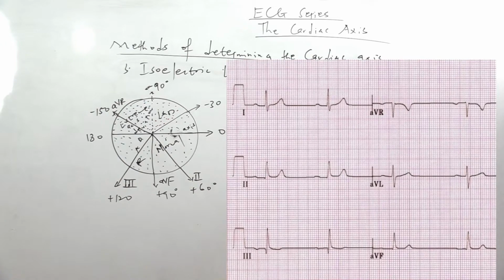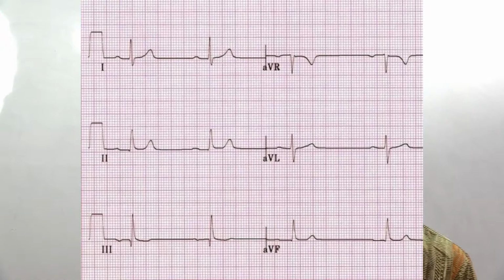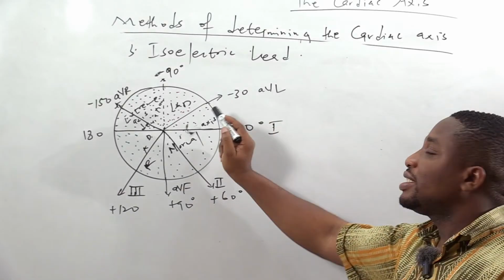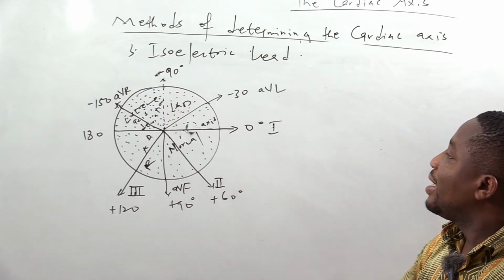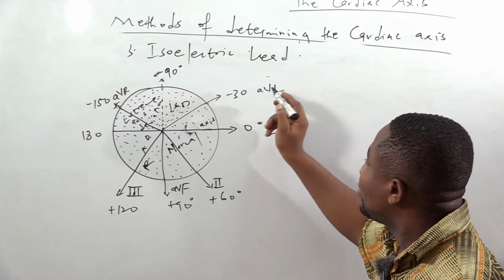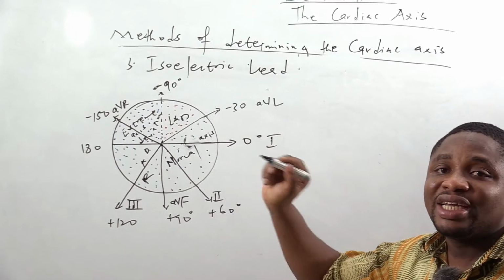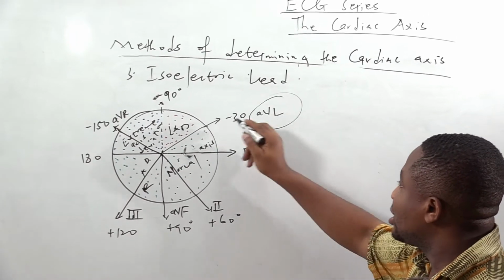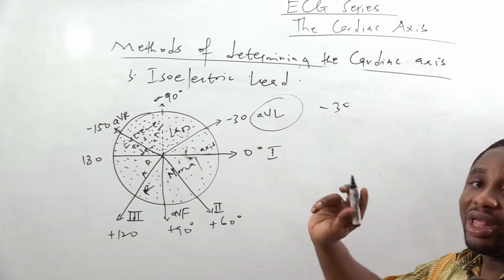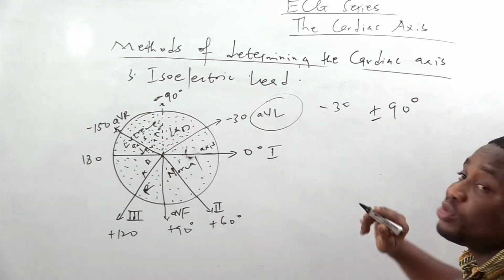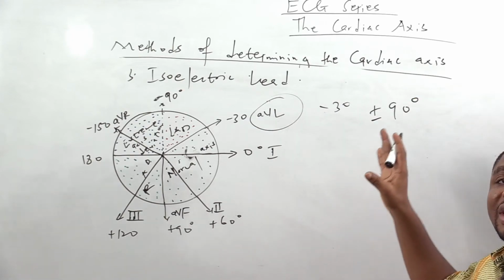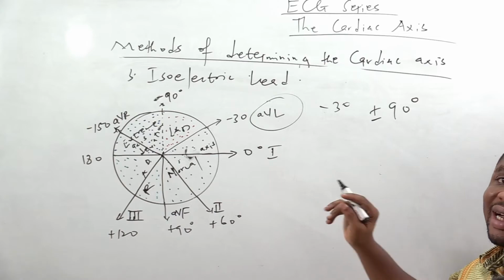So once you determine your isoelectric lead, what is that lead? It's aVL. And if we look at aVL, where does it point to? You can see that aVL is pointing in which direction? Minus 30 degrees. And anytime you have the location of the isoelectric lead, which is aVL, given as minus 30 degrees, what are you supposed to do? You are supposed to add plus or minus 90 degrees to it to know the location of your cardiac axis.